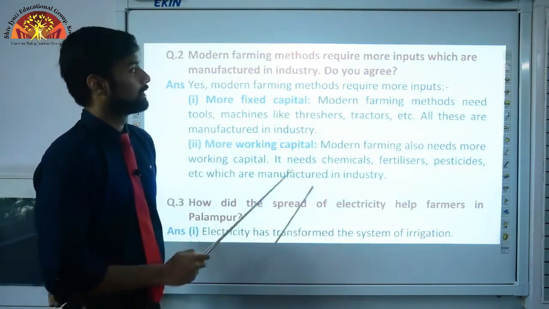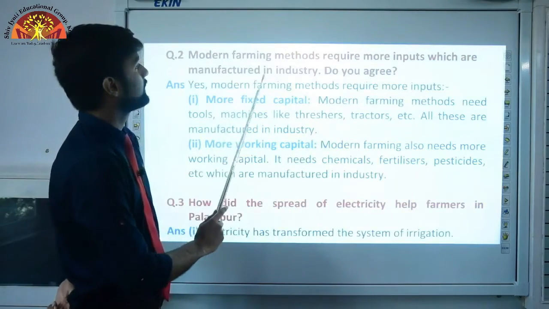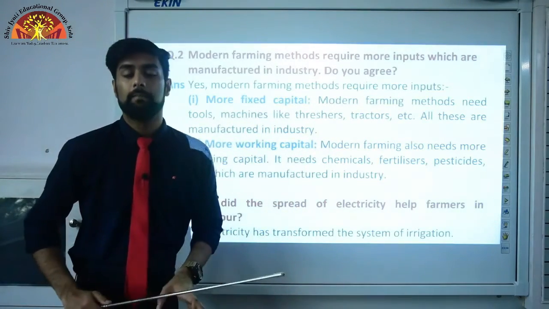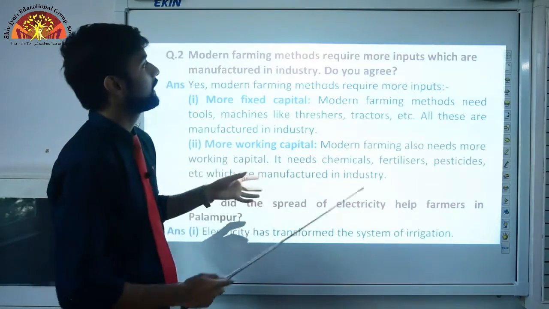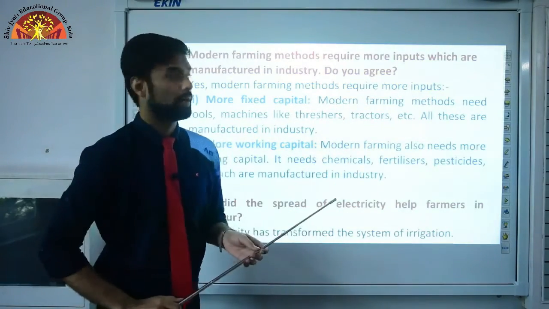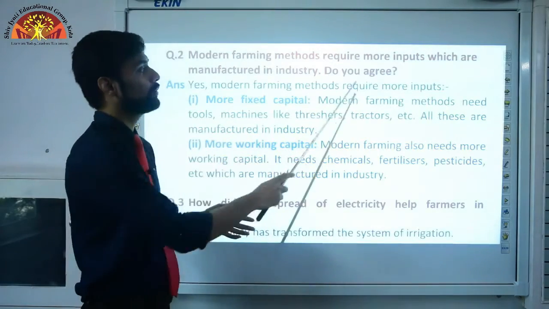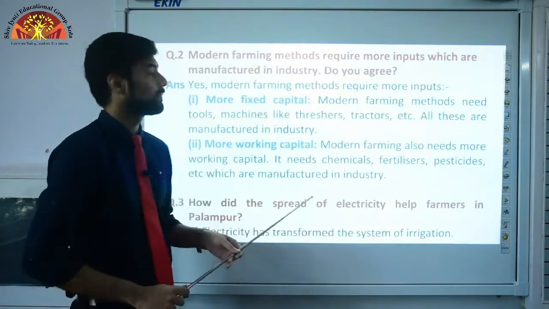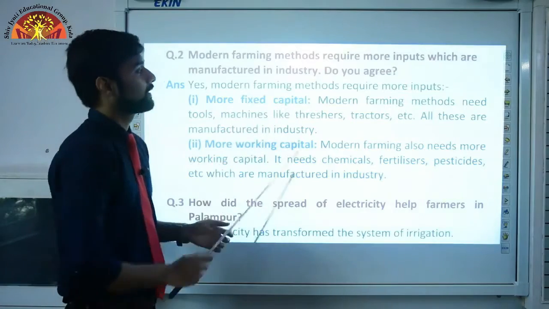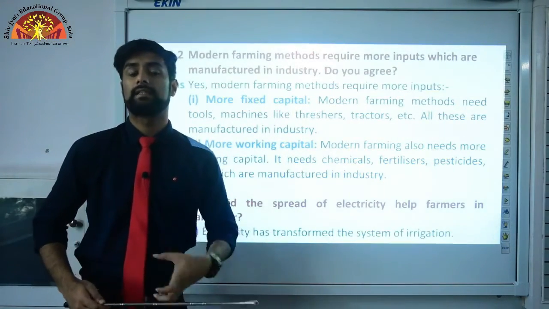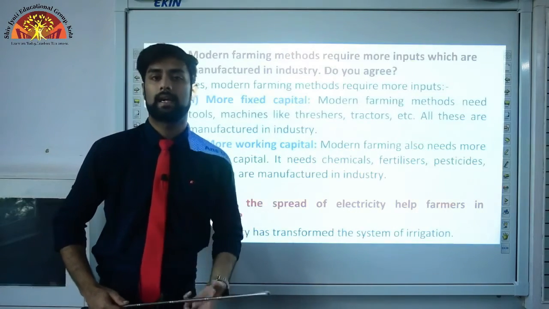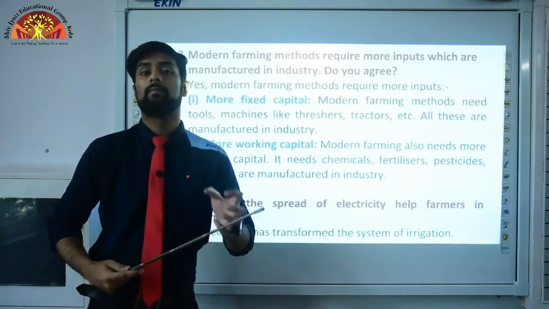Modern farming methods require more inputs which are manufactured in industry. Do you agree? Means modern farming methods like tractors and threshers. The question is asking, do they require more inputs which are manufactured in industry? Do you agree with this or not? So let us see. Yes, modern farming methods require more inputs. The farming methods we use nowadays, with fertilizers, chemicals, insecticides, pesticides and modern machines, require more input.